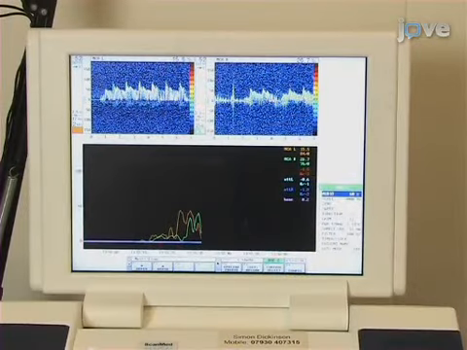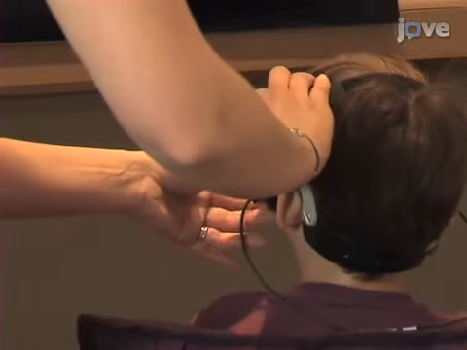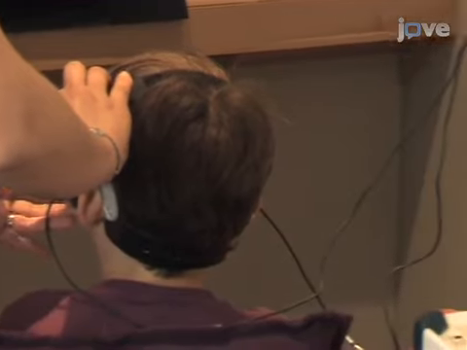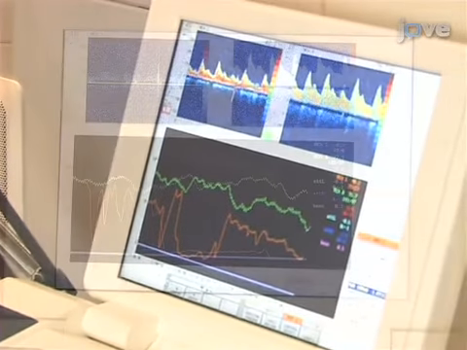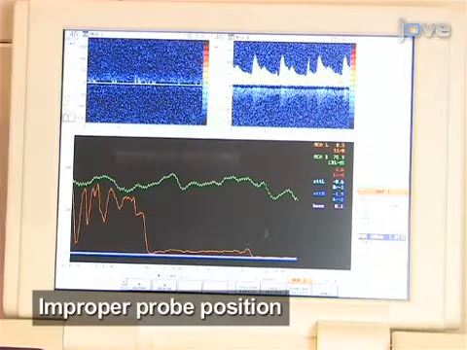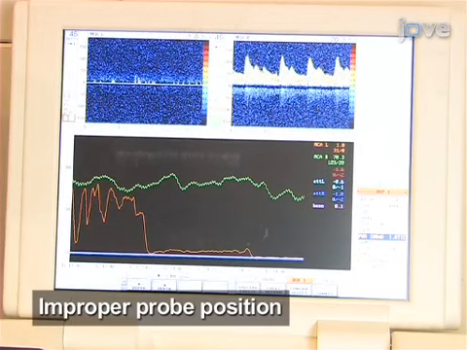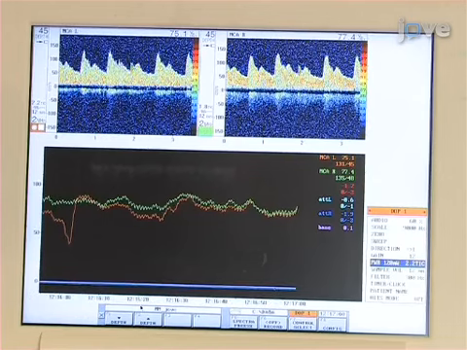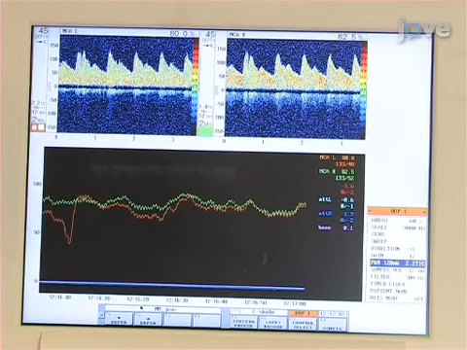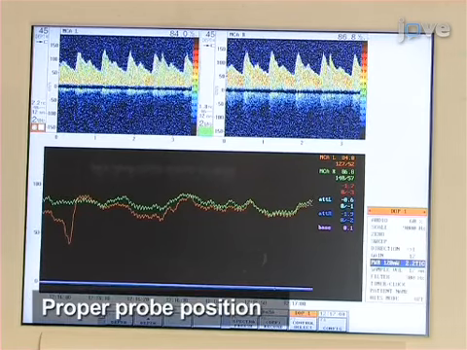Start the multi-dop. Adjust the position of the probes to insonate the middle cerebral artery. A satisfactory signal has a characteristic sound and visual pattern. This is an example of a visual pattern from an improperly positioned probe. Note that there is no sound. This is the characteristic low whooshing of the subject's heartbeat from a properly positioned probe.